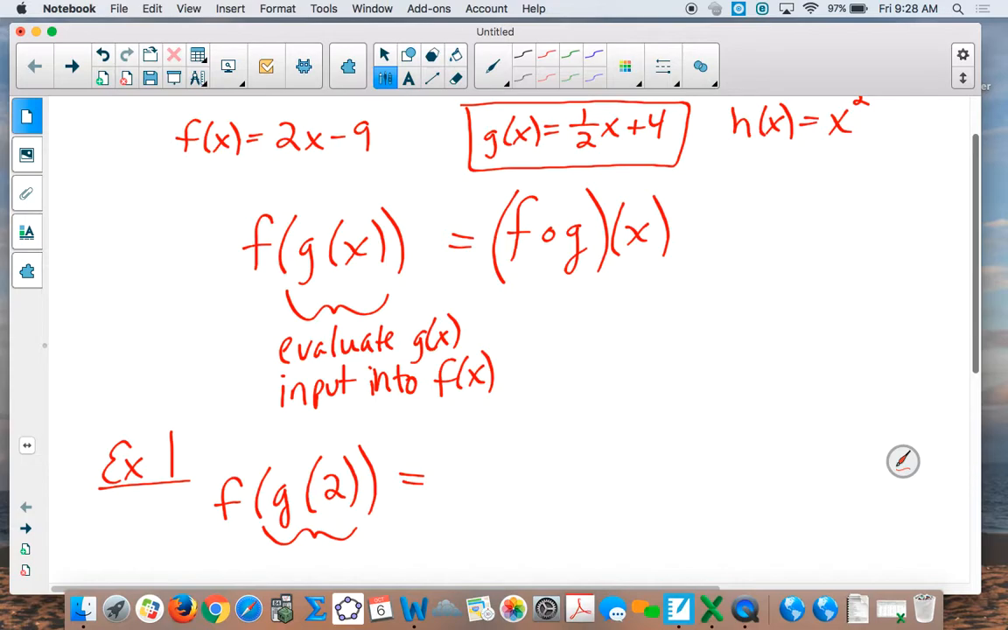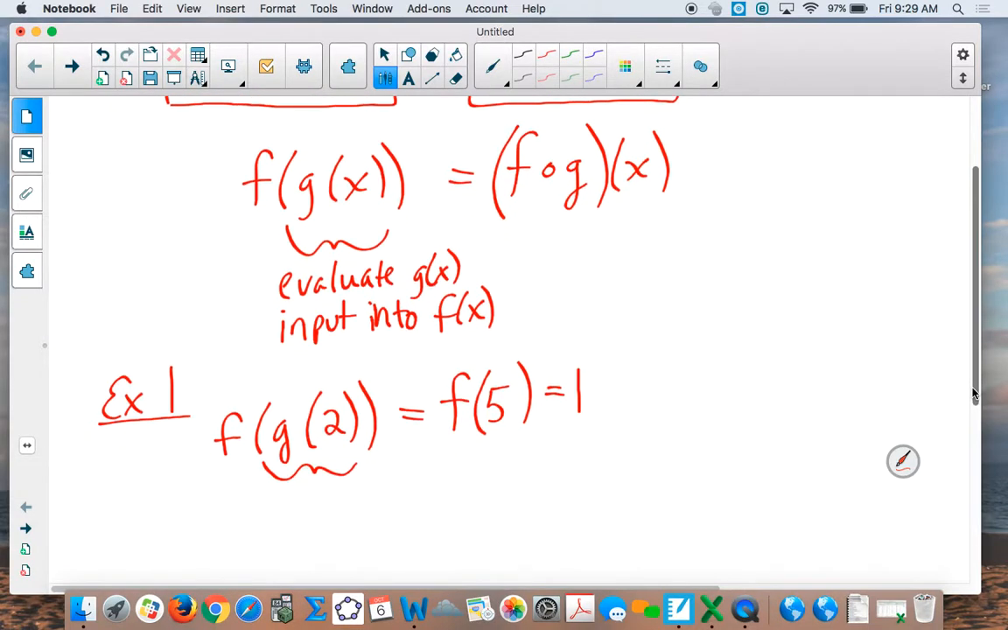G of 2: 1/2 times 2 is 1. 1 plus 4 is 5. That's what g of 2 is, and now we're going to use that as our input into the f function. And now we find f of 5. Our f function is right here. 2 times 5 is 10. 10 minus 9 is 1. Okay, so that's it. In the end, f of g of 2 equals 1.